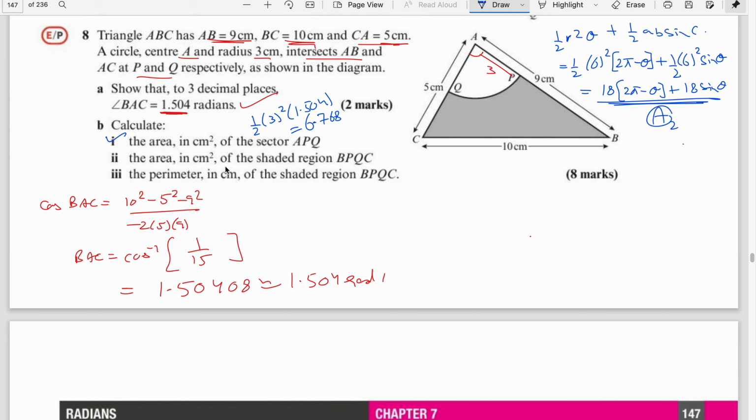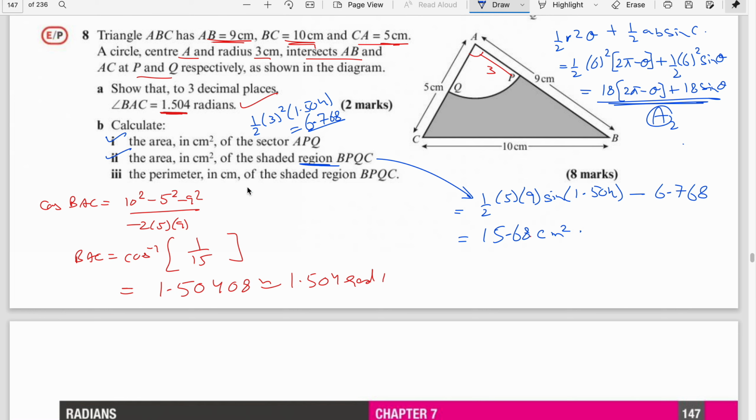Next part, the area in centimeter square of the shaded region. So the shaded region is the full triangle minus this sector. The full triangle is 1 by 2 AB sine C, sine of 1.504, minus the unshaded part, which is 6.768. So 0.5 into 5 into 9 into sine of 1.504 minus 6.768, and the shaded area is 15.68 centimeter square.